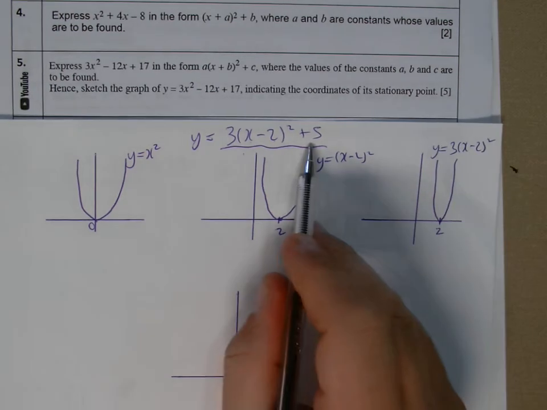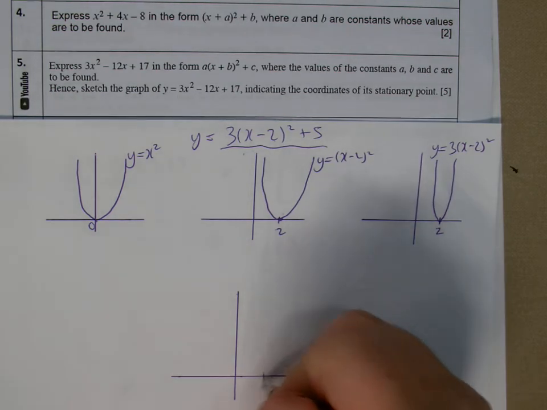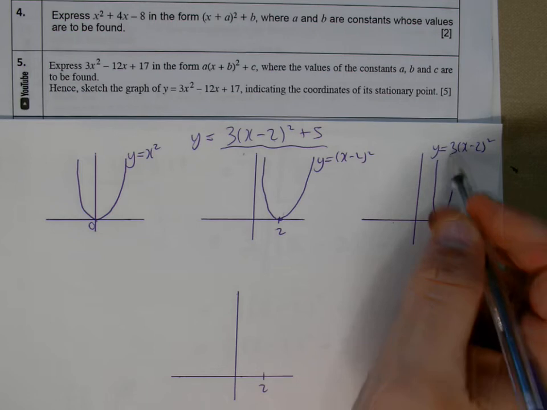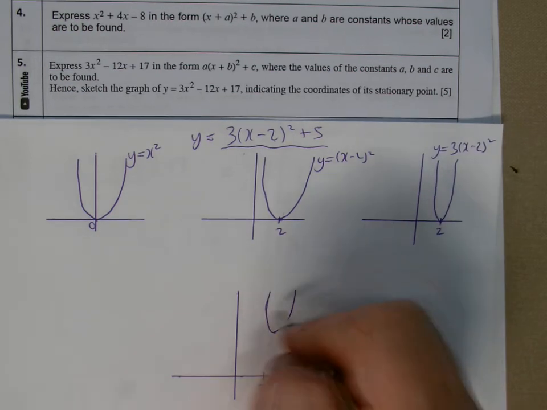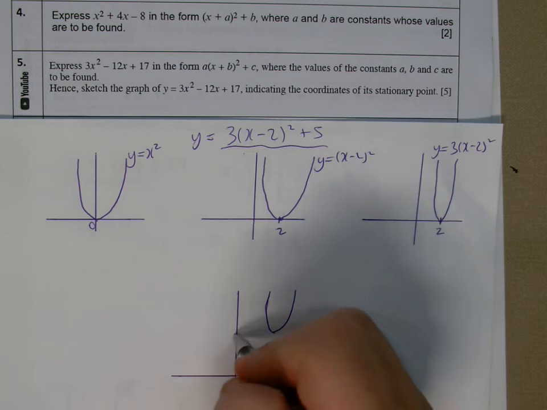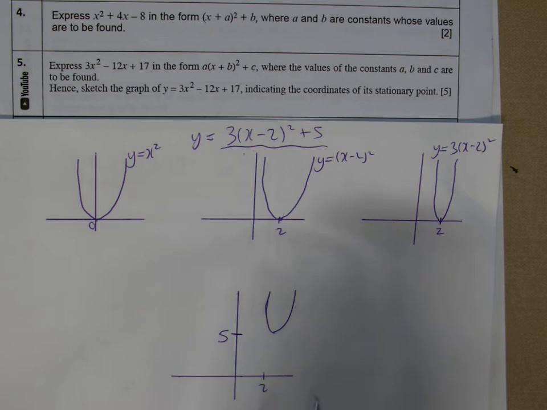And then it says add 5 to it. Now if you add 5, of course, it's going to shift up 5, isn't it? So we're going to go across 2, but now this thing is going to shift up 5, so we end up being a bit like that there. Okay, so don't worry about it being too thin or anything like that. The key here is to get where it has moved to, and it's moved to here, so we can see then what the stationary point is.